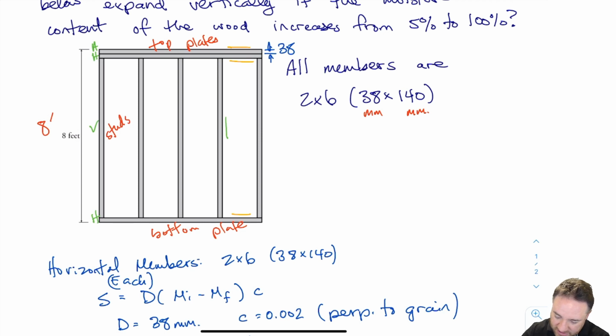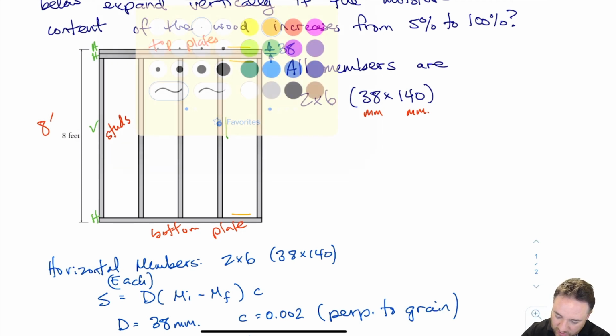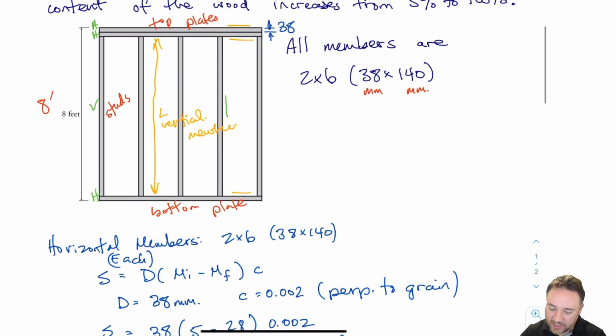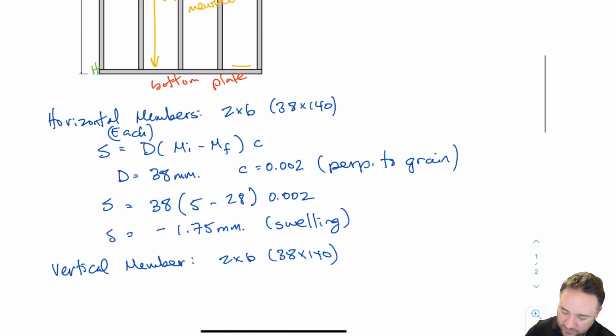We need to know this height here. This height, that's the length of the vertical member, right? So how do we find that? The total height is 8 feet. Then we subtract 38 at the top and another 38 at the bottom, and another 38 for the middle plate. And that's how we're going to get the total length of our member, right?